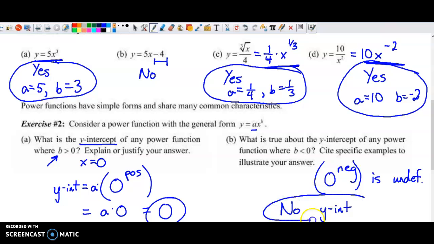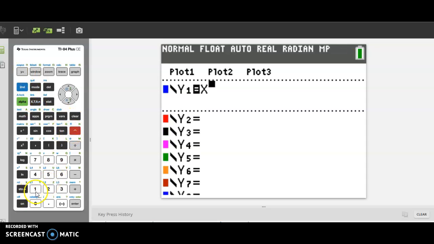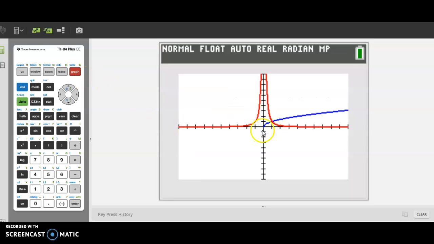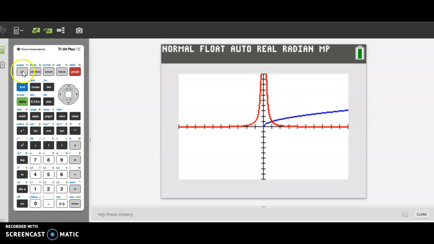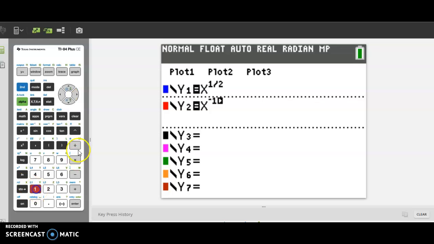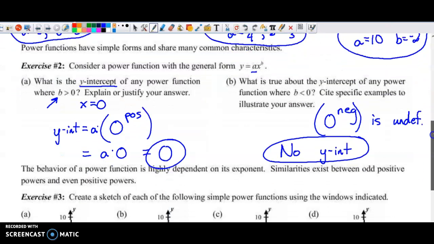And maybe I could just go to a calculator and show you, if you had in y equals, I'll just do x to a fraction, like 1/2 power, versus x to the -2nd power. So the blue one will have a y-intercept at 0, and the red one will not have a y-intercept. And that's exactly what happened. So feel free to play around with different numbers, see if that always happens. What if you had like a negative fraction? So like -1/2. Still no y-intercept in there. So that is correct.